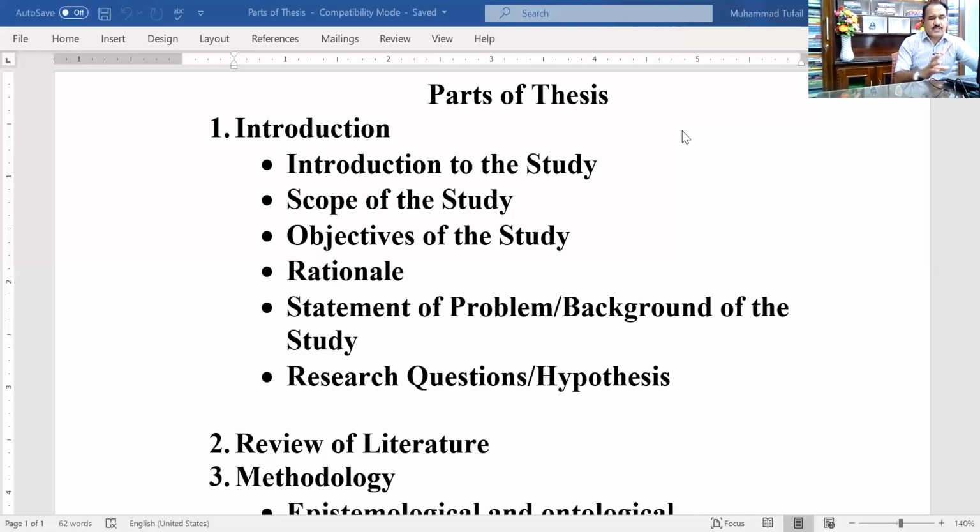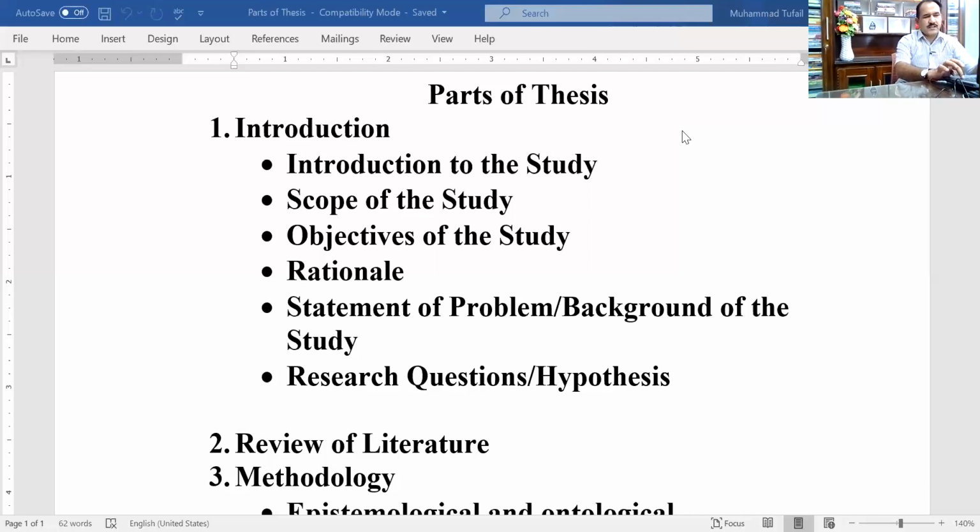So this first chapter, what we call the introductory chapter, only talks about the introduction of the study, scope, objectives, background, rationale, then research questions. You cannot use hypothesis and RQs at the same time. Either you choose the RQs or you choose hypothesis. There could be one or two possible hypotheses in a thesis, and in the same way, there could be one or more than one research questions in a thesis or in a research article. It remains the same. So this is the first chapter, what we call the introductory chapter. This is the first part of a thesis.